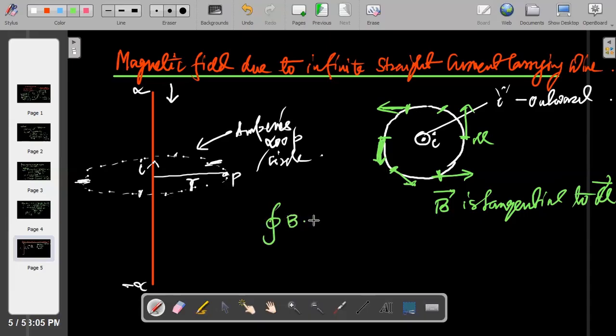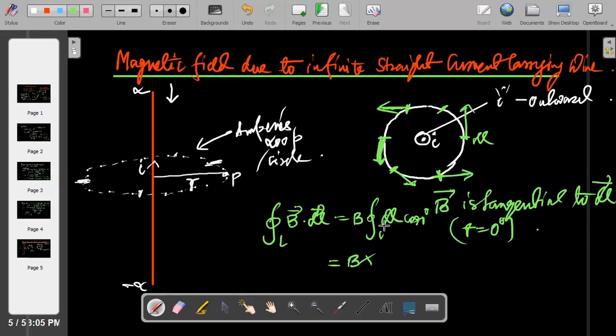So obviously your B dot dl will be what? B will be coming outside. This is your line integral, and it will be B dl, right? You can write this as B dl cos 0 degree, because theta will be 0 degree. Now cos 0 is 1, so it will be B into the total length, the circumference, which is 2 pi r. So it will be equal to mu naught into I.